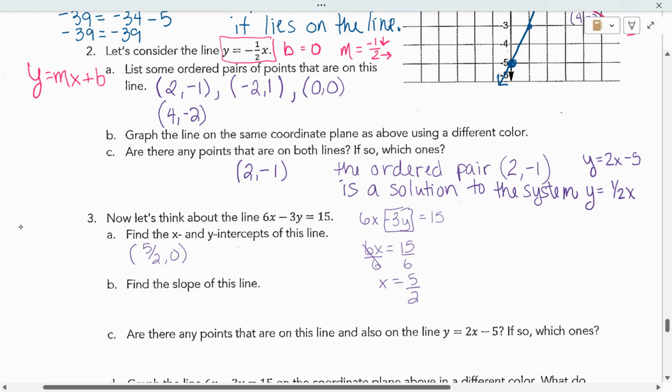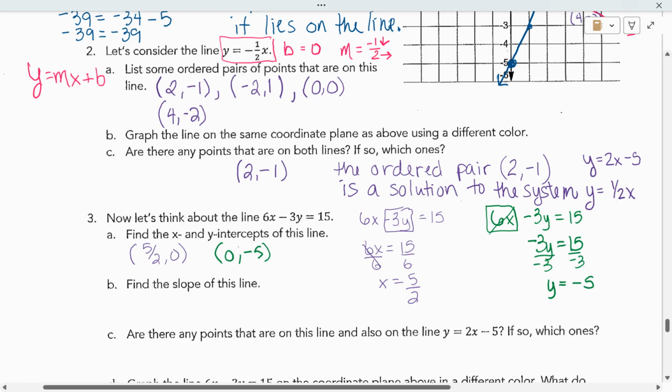Let's look at the y-intercept. If I want to find the y-intercept, cover up the x. So I'm going to put a big old box around it and just put a line through it. So that gives me the equation negative 3y equals 15. Divide both sides by negative 3, which means I cross the y-axis where? At negative 5. That's the ordered pair 0, negative 5.